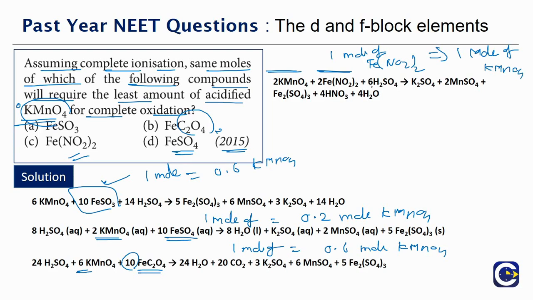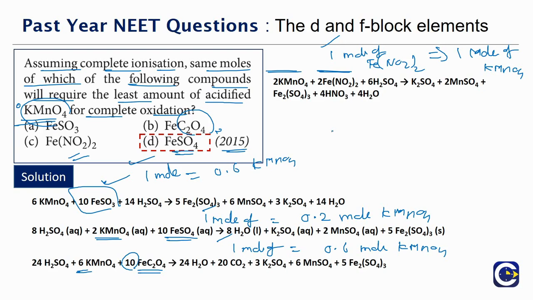If we take equal amounts of all these substances, 1 mole of each, in which case are we requiring the least amount of KMnO4? It is in the case of FeSO4. In case of FeSO4, we are requiring least amount of KMnO4, and we can only answer this question if we are aware of the equations. So in a way it's a challenging question because it does require us to first know the equation and then also balance it. Then only we will be able to solve this.